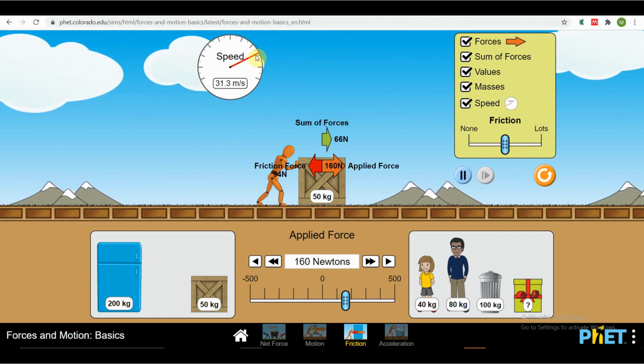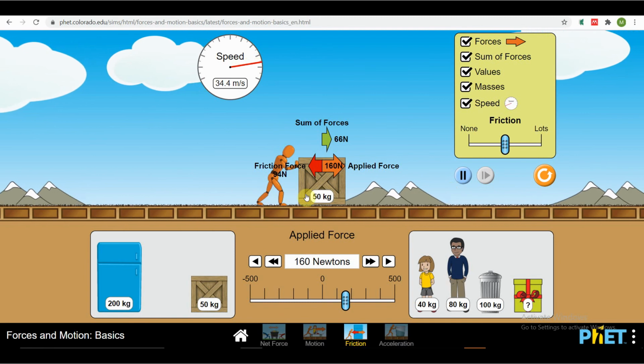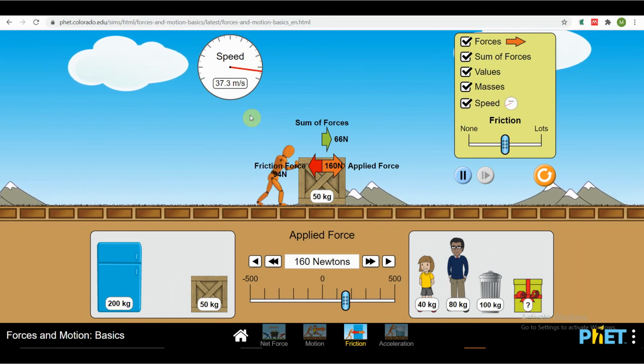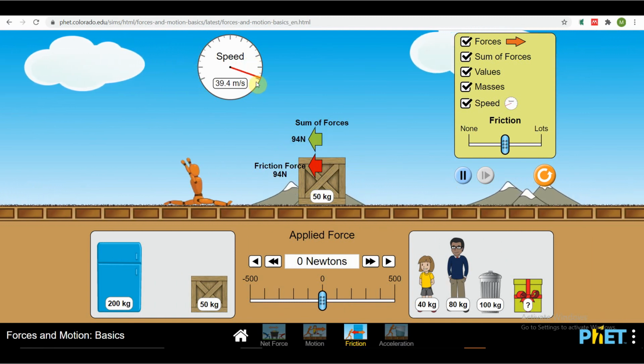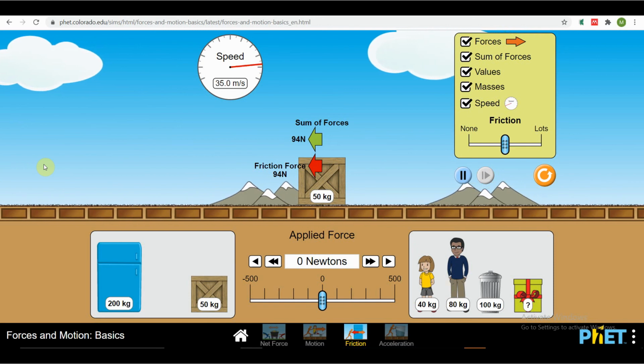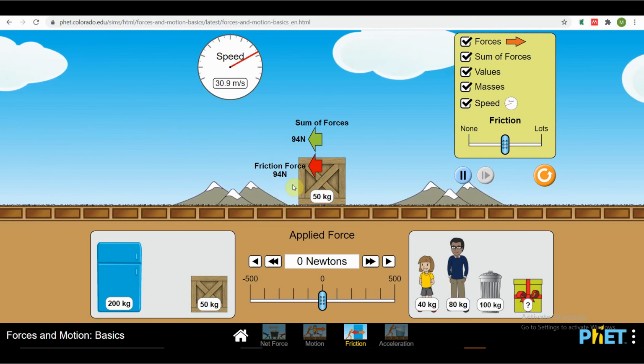As you can see, the speed is going to increase. This guy is programmed to leave this box when the speed reaches 40. So at 40, he left the box. What should be happening now in this case?